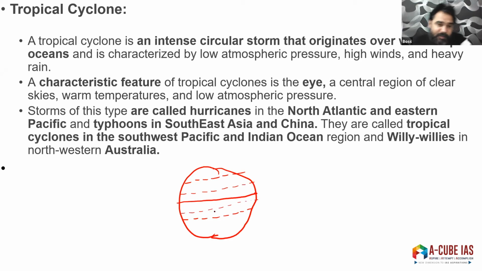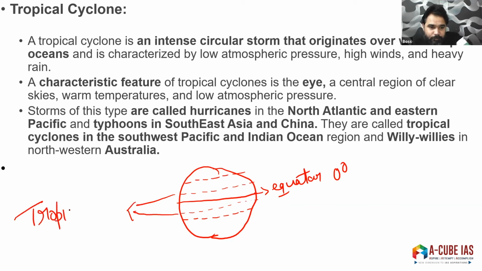Now just imagine this is Earth. This region is the equator, 0 degrees. These two are your tropic lines, Cancer and Capricorn. Now these two, 66.5 degrees north and 66.5 degrees south.